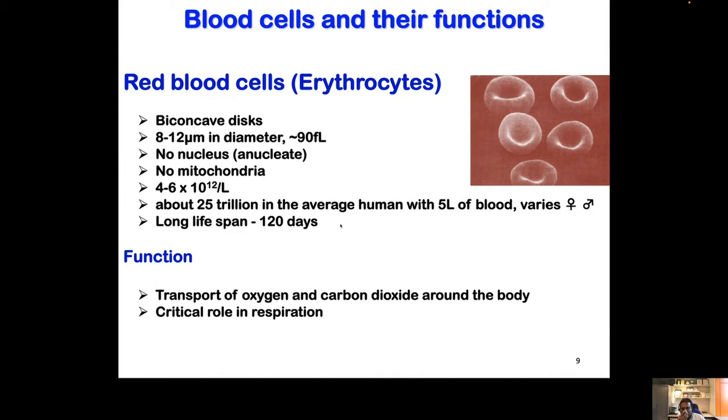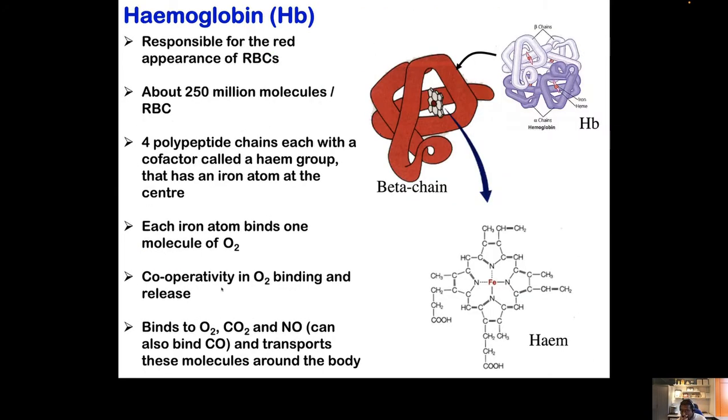So what is the main function of red blood cells? We talked about this before. They mainly carry oxygen and carbon dioxide around the body. From the lungs, they carry oxygen and deliver it to the tissues and cells around the body, and then collect the carbon dioxide from tissues and cells and take it to the lungs in order to exhale. They play a critical role in respiration by carrying oxygen and carbon dioxide.